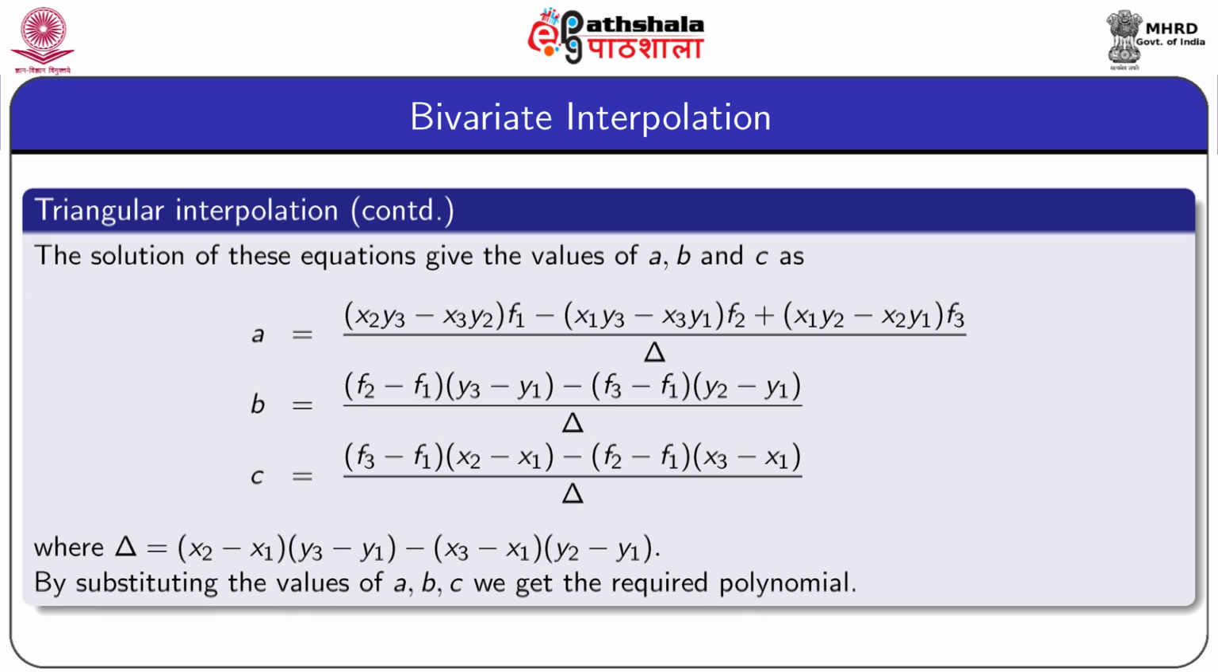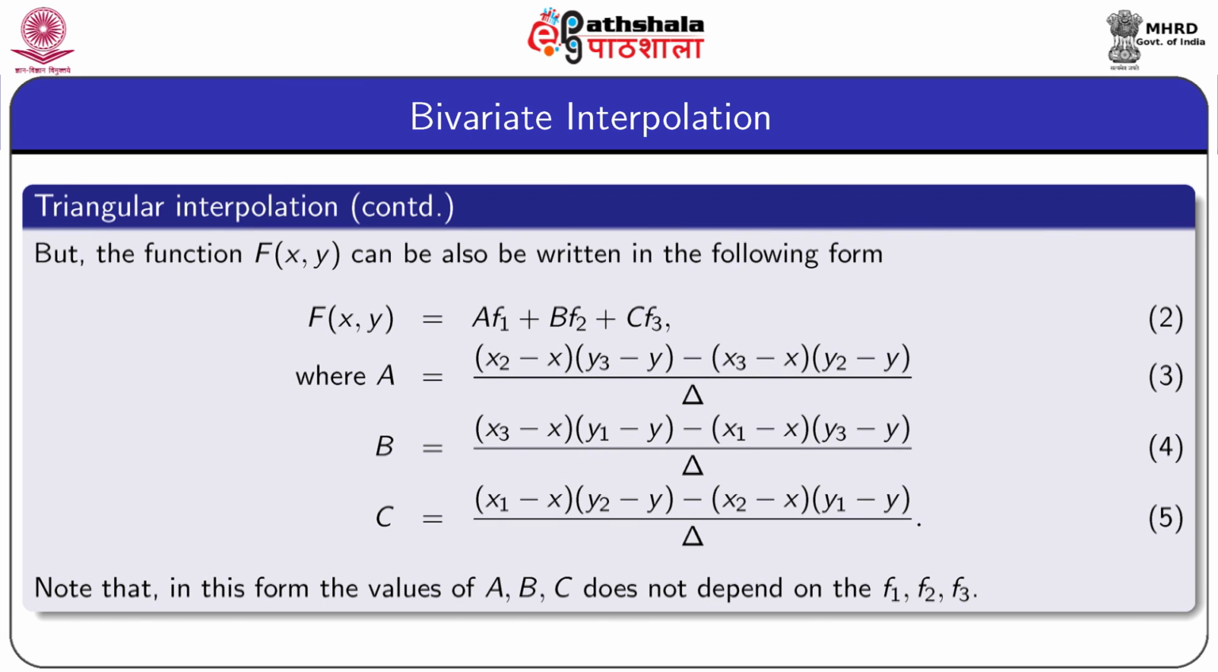Now, solving these 3 equations, we obtain the values of a, b, c as shown. That means the values of a, b, c depend on the value of delta, where delta is equal to (x2 minus x1) into (y3 minus y1) minus (x3 minus x1) into (y2 minus y1). By substituting the values of a, b, c in equation 1, we get the required polynomial or required surface.